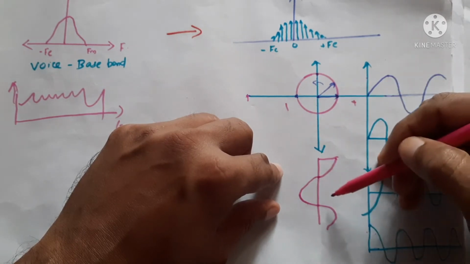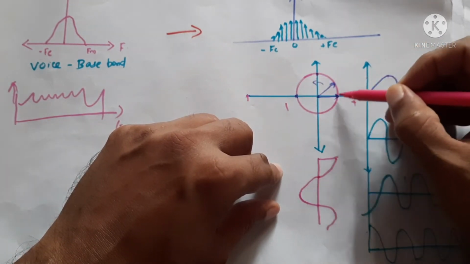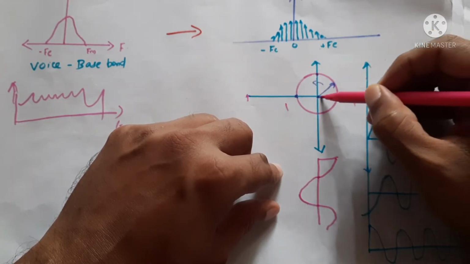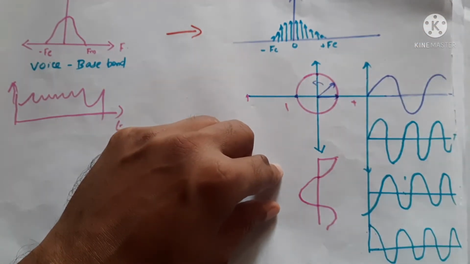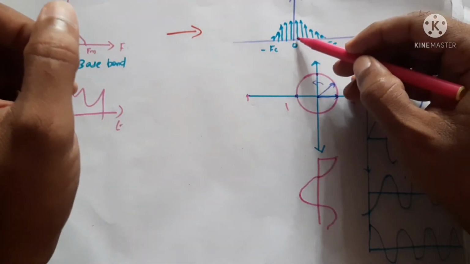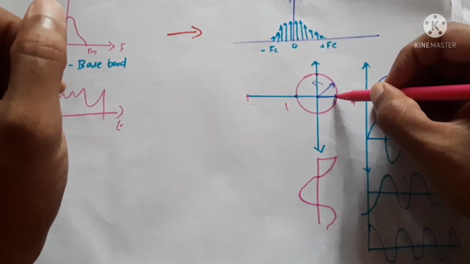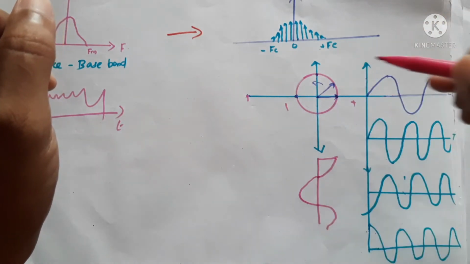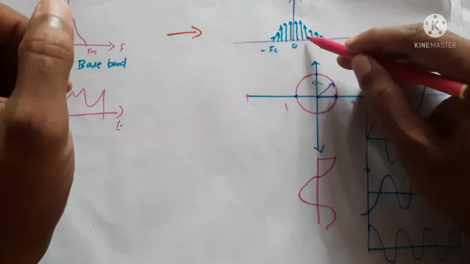If we say that this is 1 kilohertz, 1 kilohertz means in 1 second this vector, this arrow, will rotate 1000 times. That is called 1 kilohertz. Like that, if this is 1.5 kilohertz, 1.5 kilohertz means in 1 second it will rotate 1500 times. The signal consists of many frequencies.